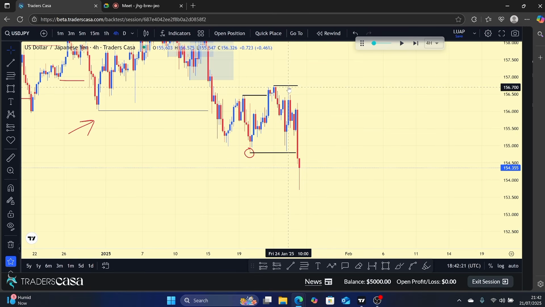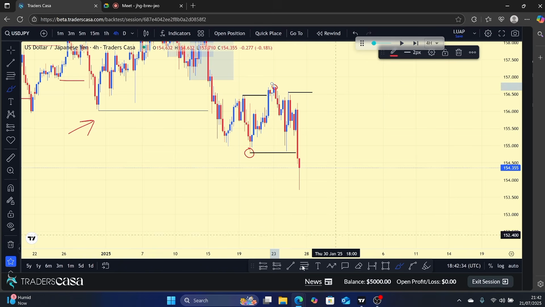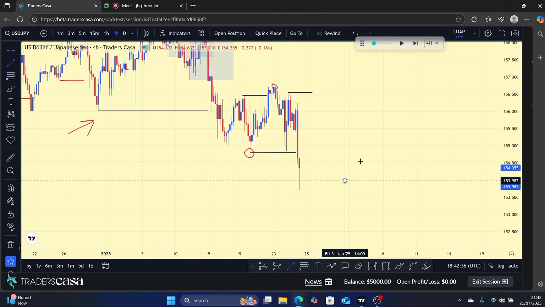So right here, if I am to mark the inducement, this one here is what we call the minor inducement. I mean this one, let me just mark it. So this one is the minor inducement, and this one here is our swing point high. So yeah, our swing point high. I think I will use these highlighters. I think these highlighters are good to identify these swing points. Anyway, this one is our minor inducement.